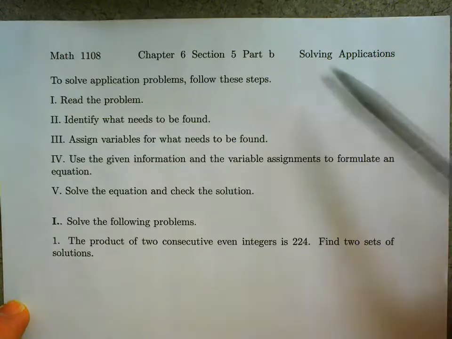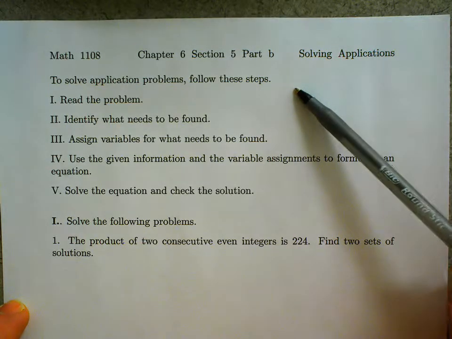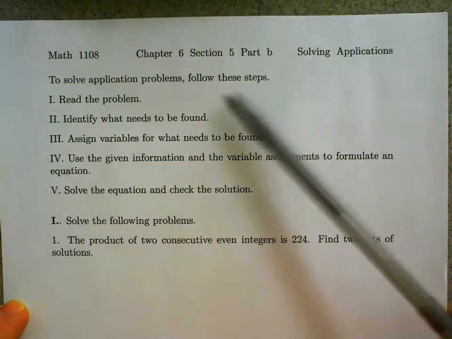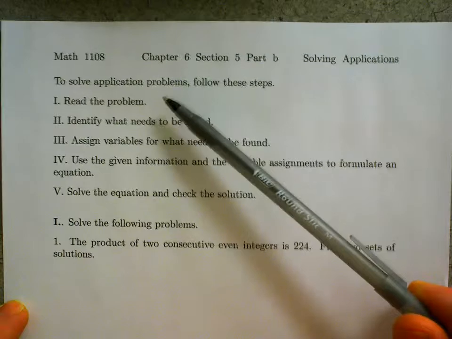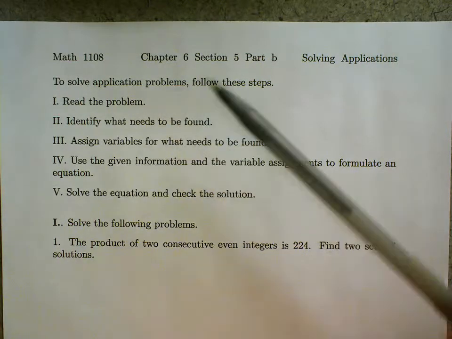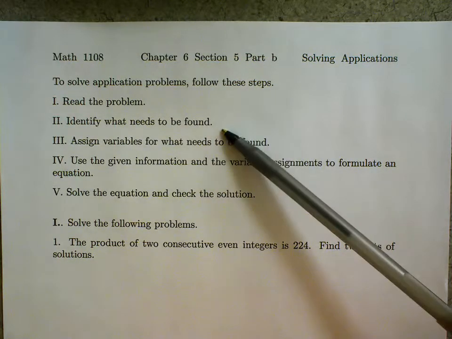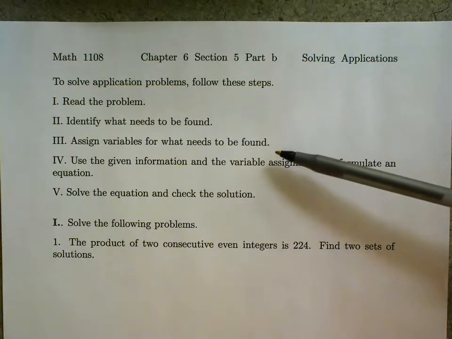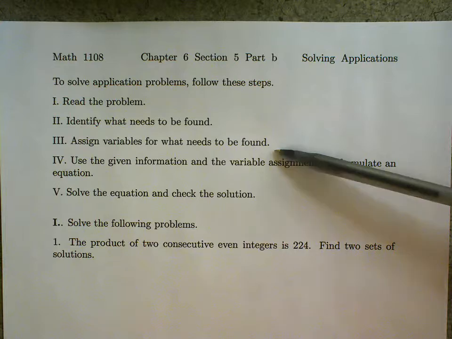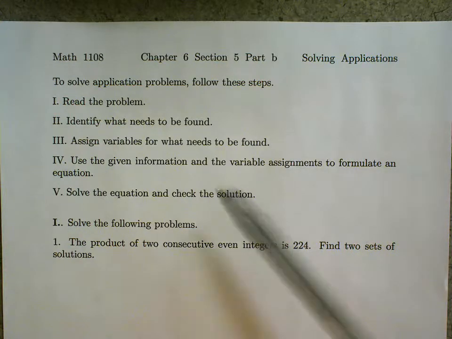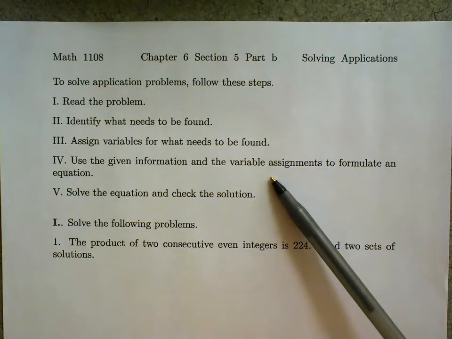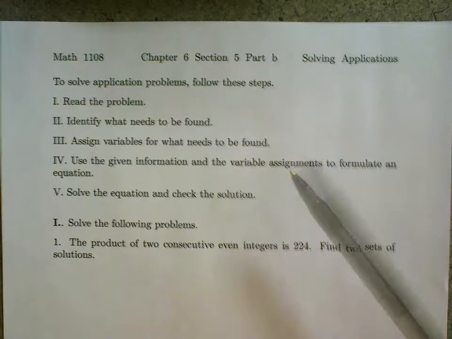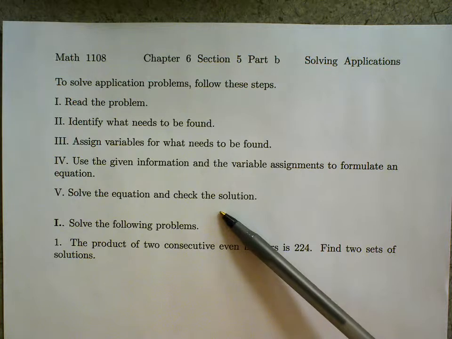Okay, to solve application problems, follow these steps. Read the problem. Sometimes you might need to read the problem more than once in order to understand it. Then identify what needs to be found. Assign variables for what needs to be found. Use the given information and the variable assignments to formulate an equation, and then solve the equation and check the solution.